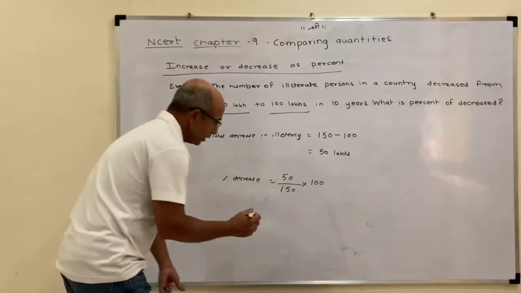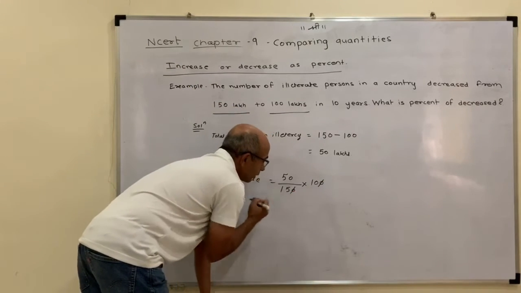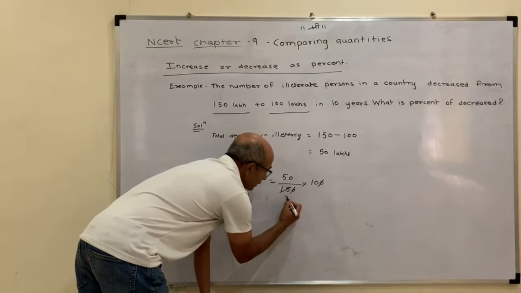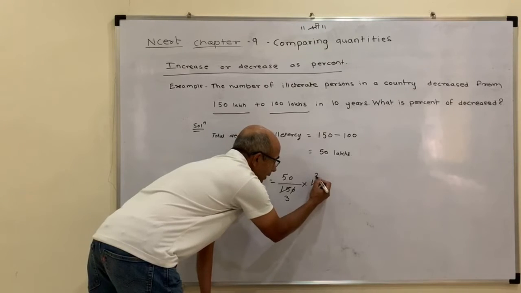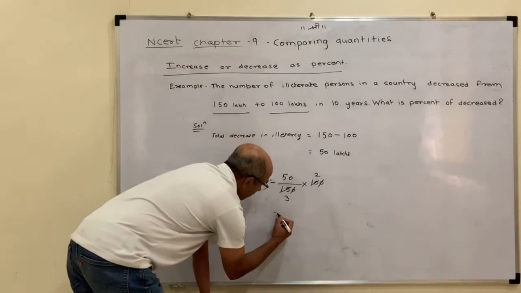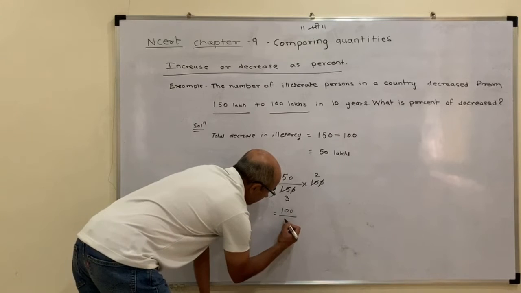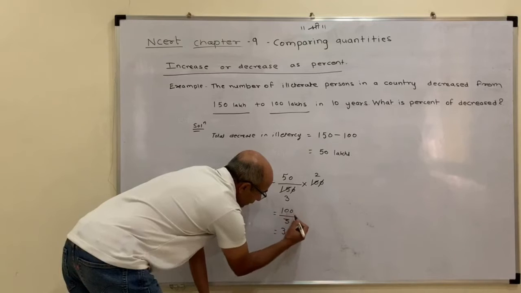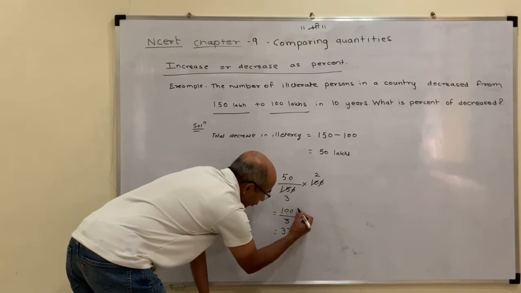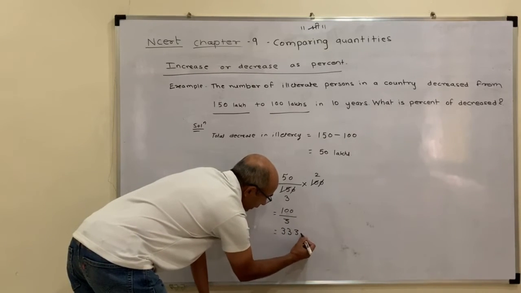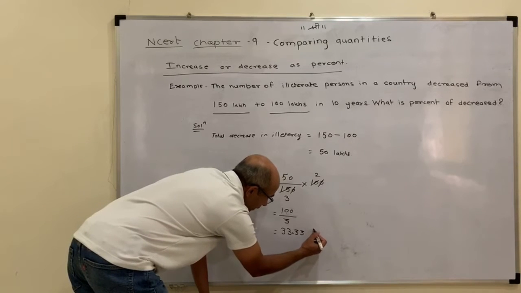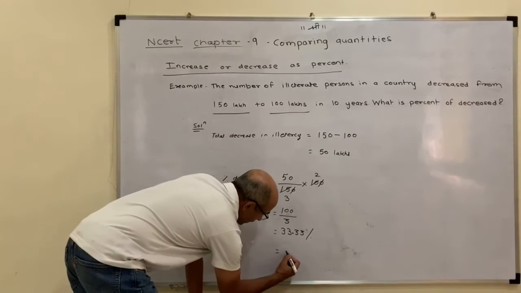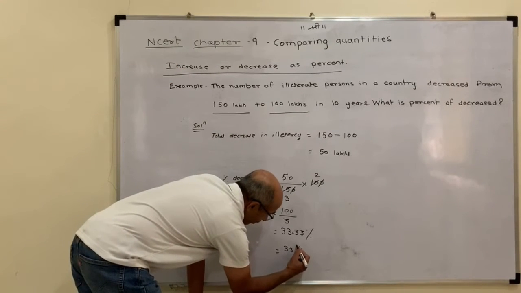So the zeros are gone. 5 3s are 15, 5 2s are 10. So 100 divided by 3. 3 3s are 9. One remainder. So again we borrowed 1 zero. So 0.33. So it comes out to be 33.33%, or you can say 33 1/3%.